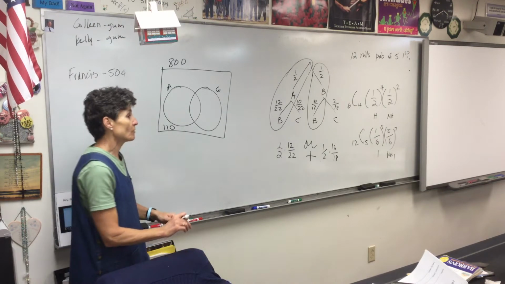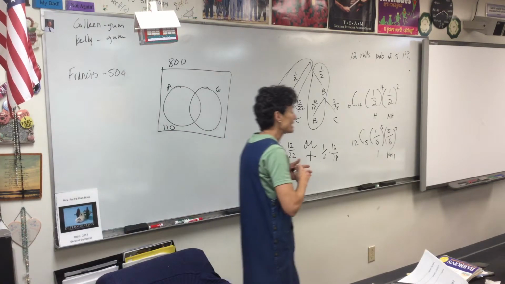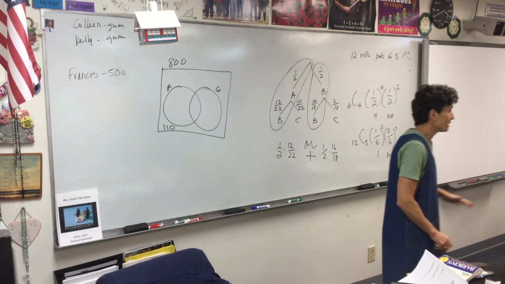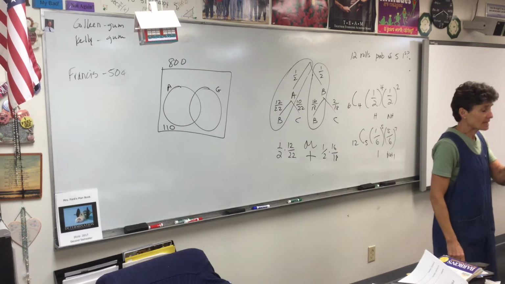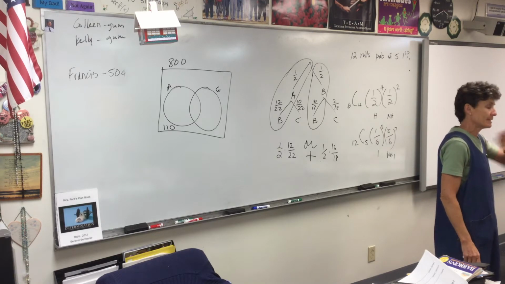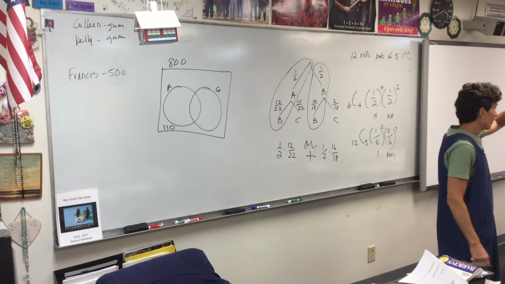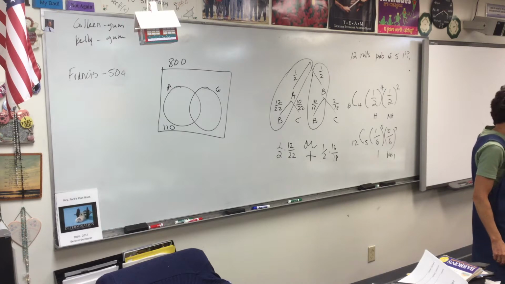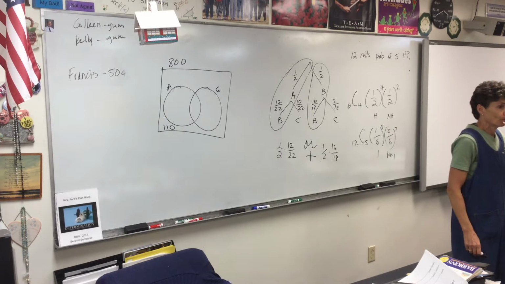Okay, now I want you to think about this. Pretend I have 800 children in the room, all right? And I say to this group of 800, if you didn't pass either one, get out. So now 110 kids have left the room. How many kids are left in the room?